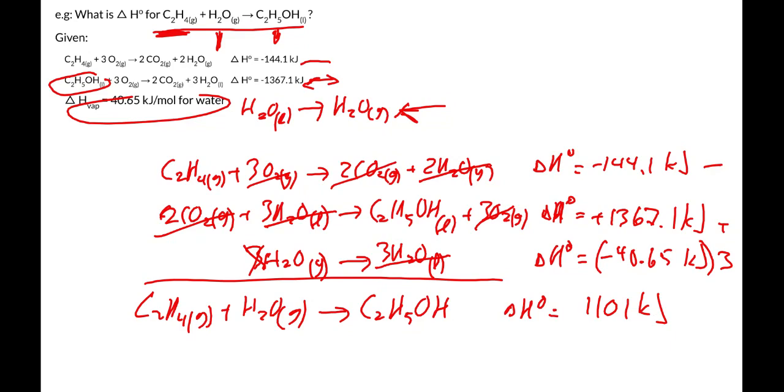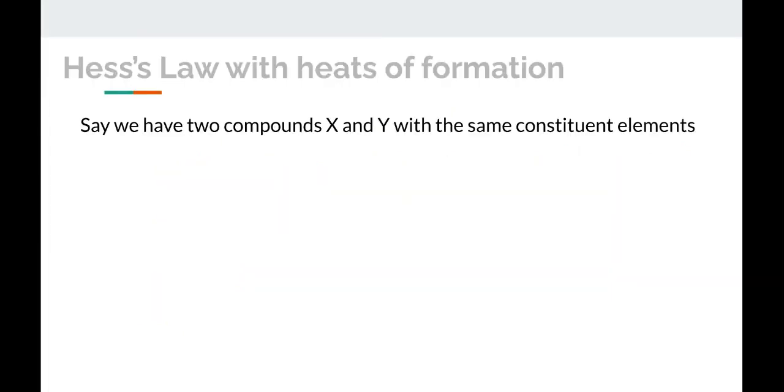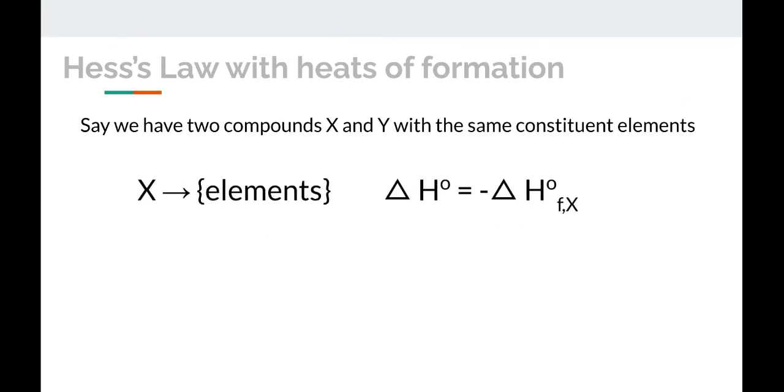So that makes use of Hess's law to find the delta H for a reaction that we didn't have to actually do in a calorimeter. One of the common uses of Hess's law is with the heats of formation that we talked about earlier. Here's how this works. Say we have 2 compounds, X and Y, and they are made of the same constituent elements. If we wanted to find out what the heat of reaction was for X becoming Y, we could do it in 2 steps because Hess's law allows for that.